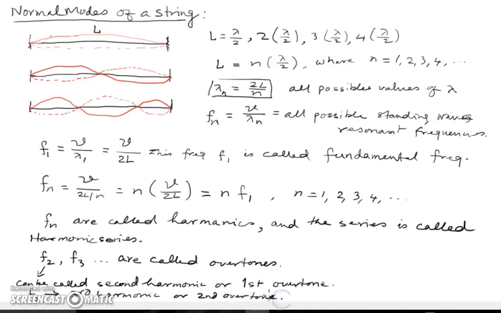So what do you notice? That the overtone number is always one less than the corresponding harmonic. Good. All right.